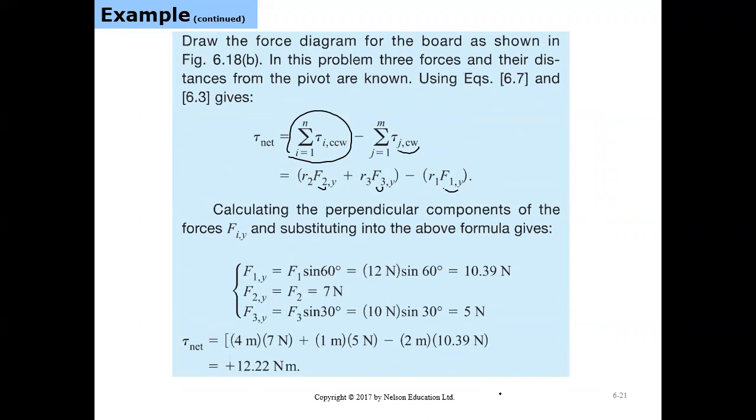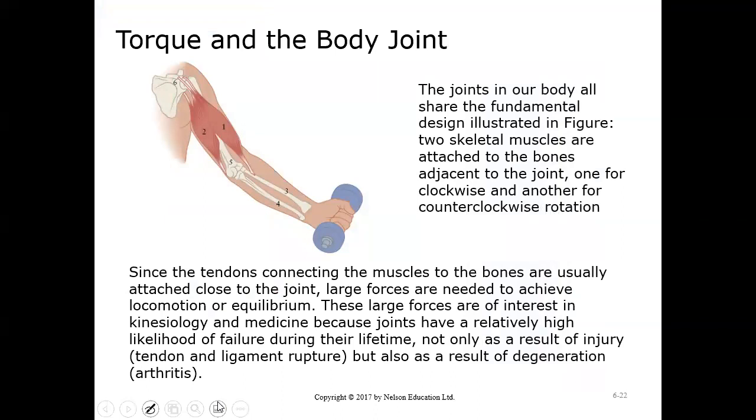The net torque turned out to be positive. Although some of them are trying to turn it clockwise, some of them trying to turn it counterclockwise, the counterclockwise torque is bigger than the sum of all the clockwise torque. So the net torque is positive. So eventually it will turn counterclockwise because the net torque is a counterclockwise torque.